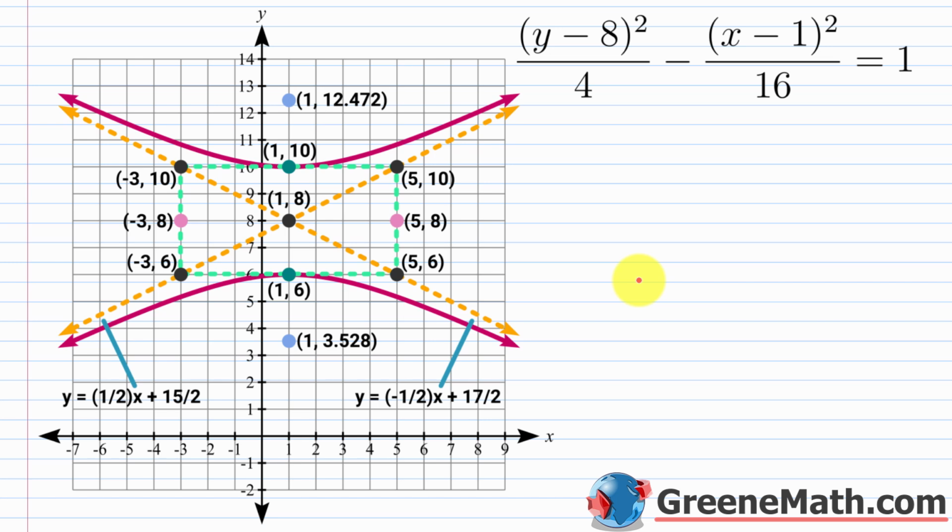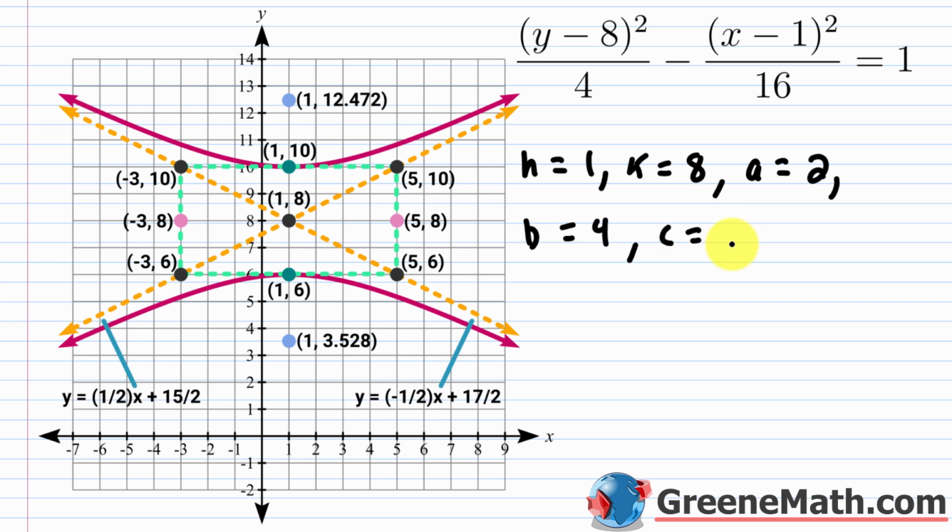All right, let's just come down here to the graph. And I'm just going to write some things out just for reference. So we know that the h value is 1. The k value is 8. The a value, again, that's the principal square root of 4, that's 2. The b value, that's the principal square root of 16, that's going to be 4. And then the c value, again, we found that earlier, that is 2 times square root of 5.